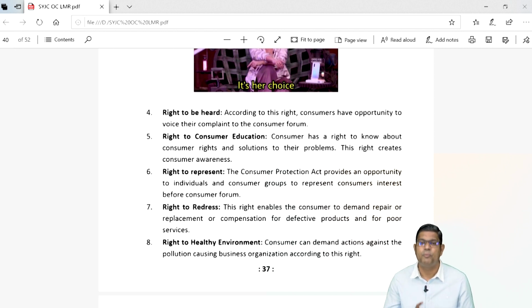ठीक है, अगर वो प्रोडक्ट रिपेयर भी नहीं होता, अगर वो प्रोडक्ट रिप्लेस भी नहीं होता, तो भाई कंज्यूमर का जो पैसा आपने लिया है उसको वो पैसा वापस कर दो. और अगर उसको कुछ प्रॉब्लम हुआ है तो उसको पूरा कॉम्पेंसेशन भी मिलना चाहिए. So you could also demand a compensation for the defective products and for the poor service which has been delivered by the businessman. Okay, moving to the 8th point, that is called as the right to have a healthy environment.